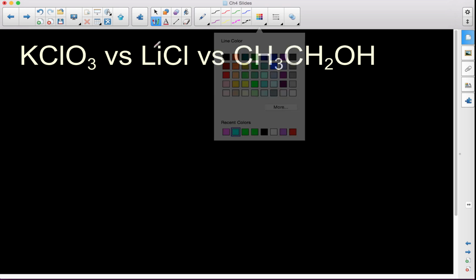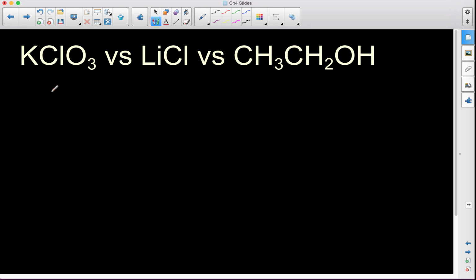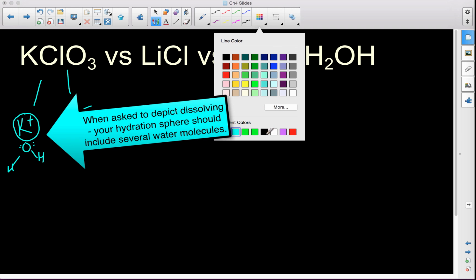So, for starters, let's talk about what it does in water. Right, we understand that it breaks into K+ ions and ClO3- ions. And that's what ends up in our water. Now, if we were going to go one step further, we should be able to talk about the fact that my K+ ions find themselves being surrounded by the negative end of water.